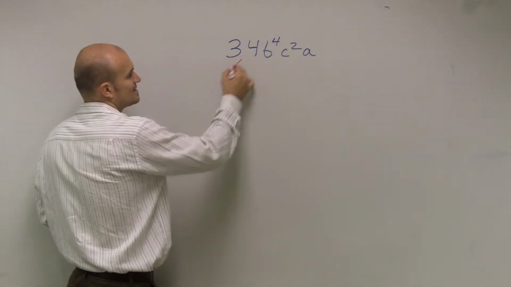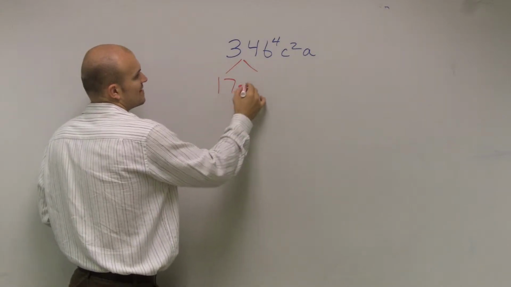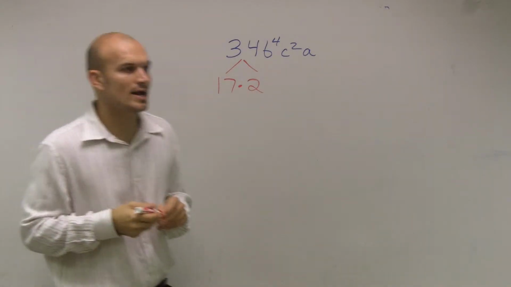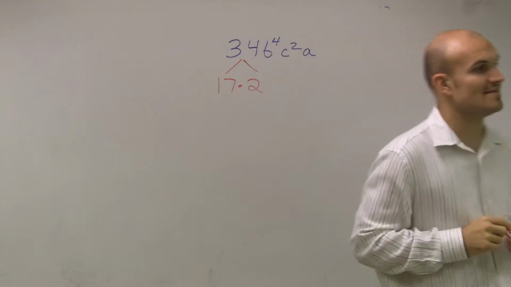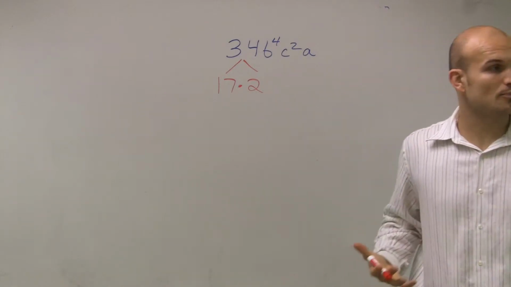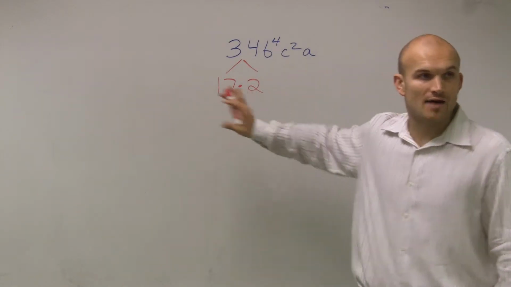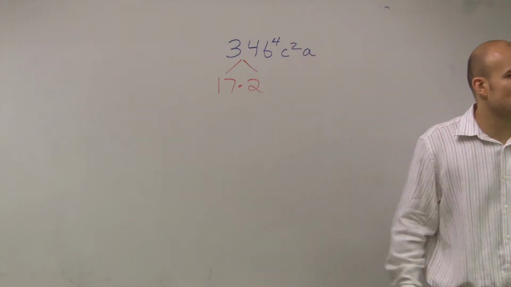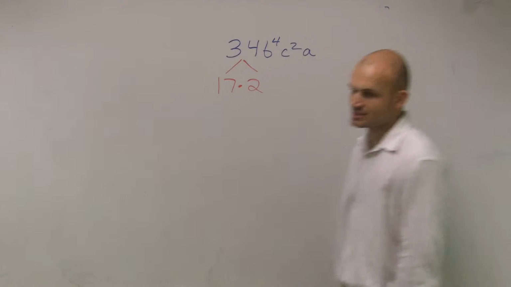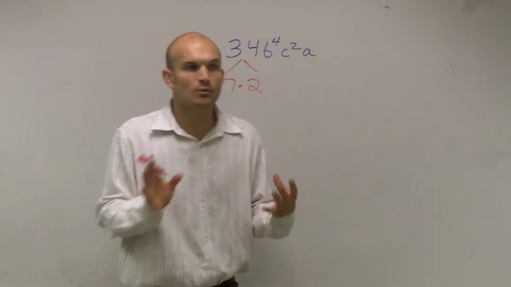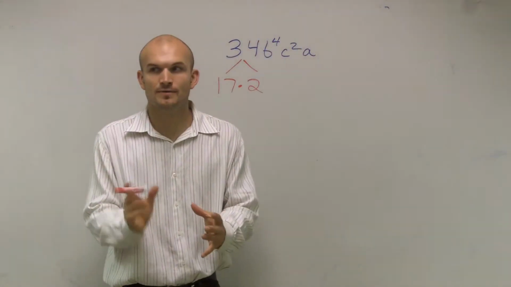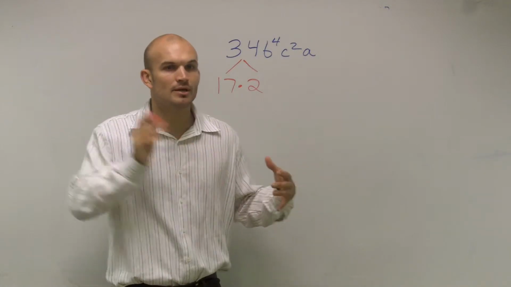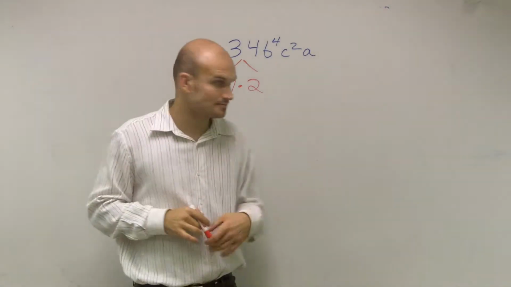So I can rewrite this as 17 times 2. And when I write it as those two factors, I notice that 17 and 2 are both prime numbers. So therefore, I've already written the prime factorization for 34. However, now we need to write the prime factorization for b to the fourth c squared and a. So remember, when we're doing the prime factorization, we're going to write our problem in terms of all prime numbers.